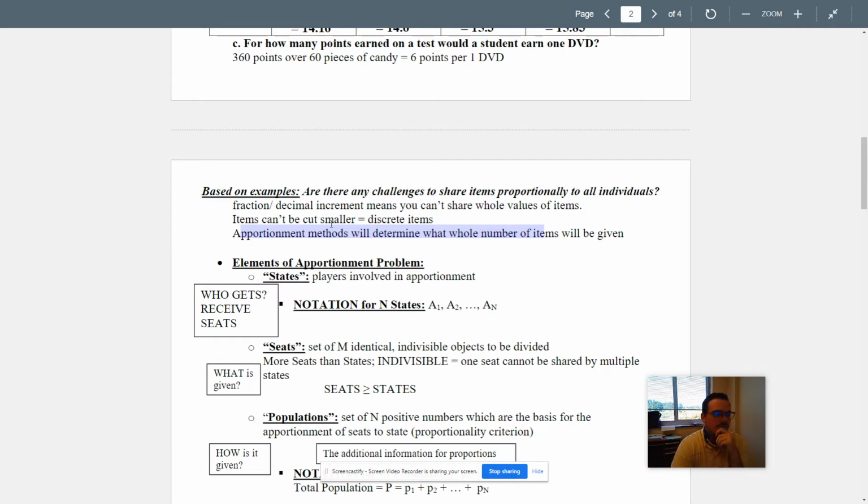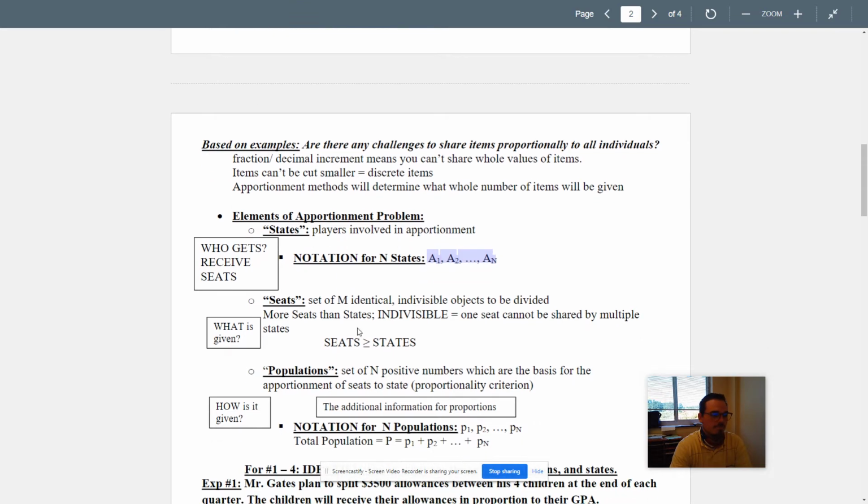So here are elements of apportionment. We've got states. States are players involved in an apportionment. The states are the players who are involved. Who gets and receives seats? Say we're thinking about seats in a representation, the House of Representatives, things of that nature. So in the notation for n states, a sub 1, a sub 2, all the way to a sub n.